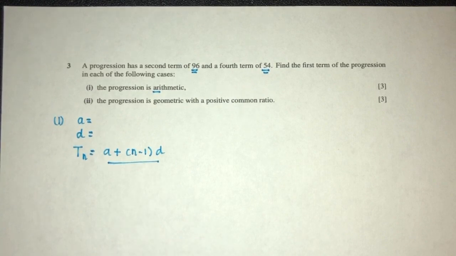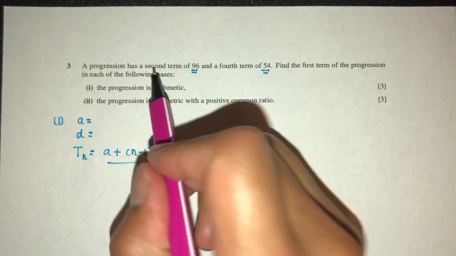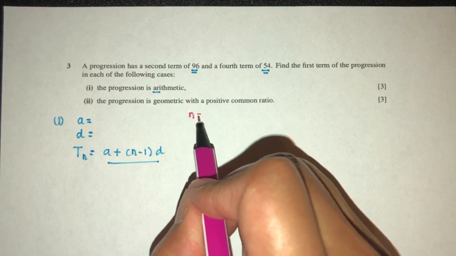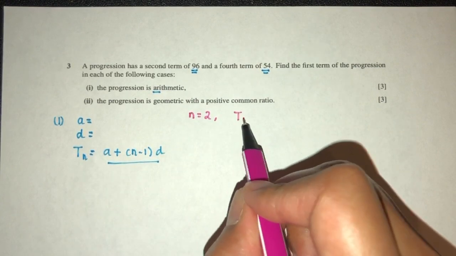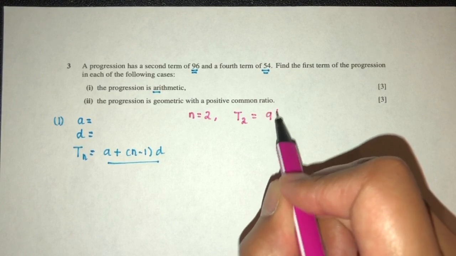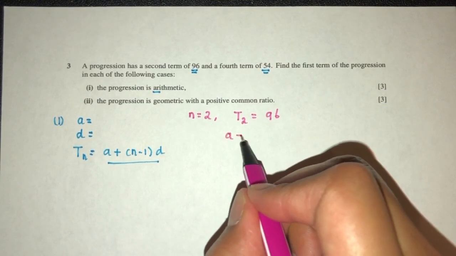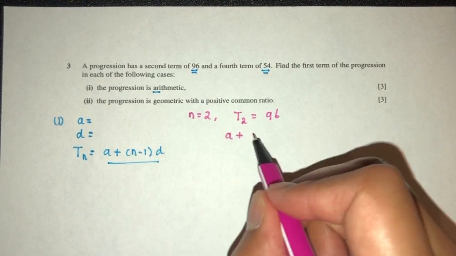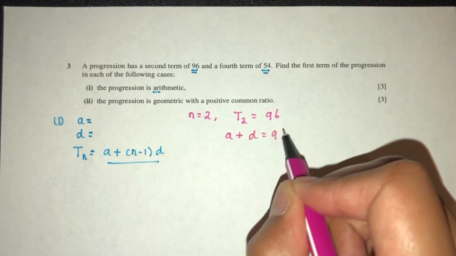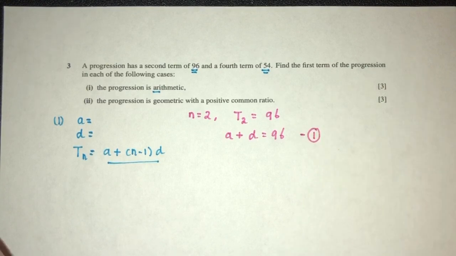But first we have to form two equations. For example, here, the second term is when n equals 2. That will be t2 has to be the value of 96. Replace back in the formula, what can we have? A we don't know. N we know it is 2 minus 1, which is 1. D, that should be 96. That is my first equation.